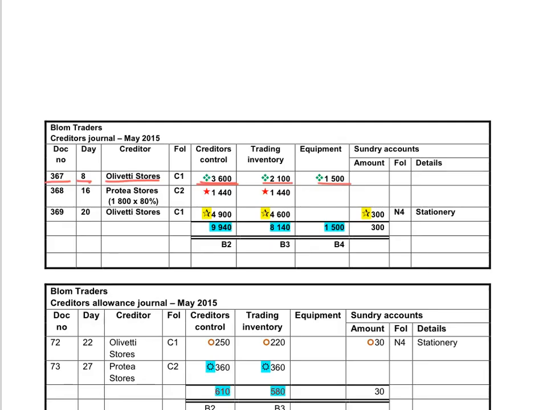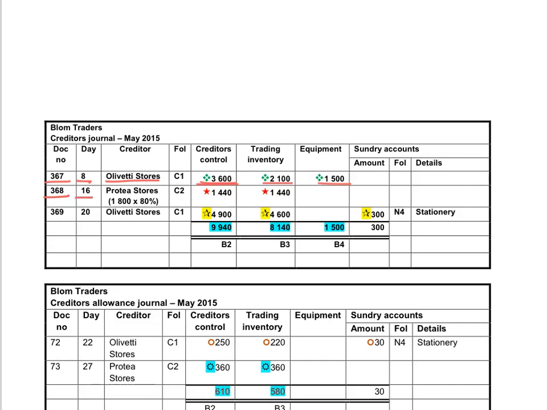We will change the invoice number to number 368 so that our invoice numbers can be in number order, because we receive them from various people. And if we want to trace that invoice in the future, we must know where to find it.